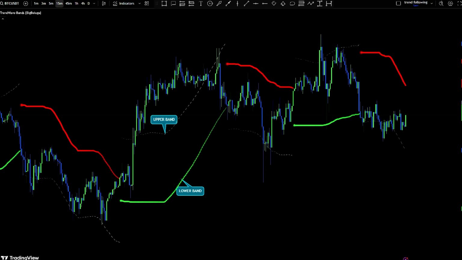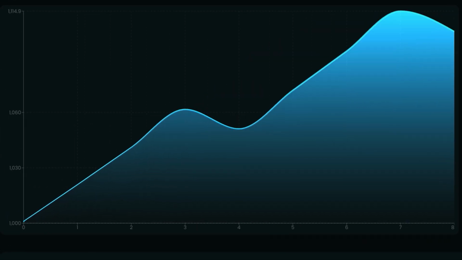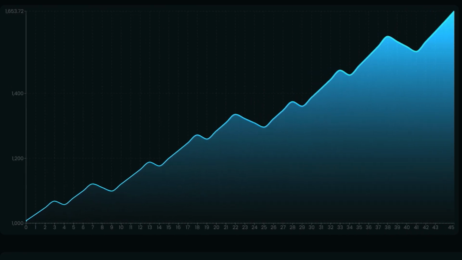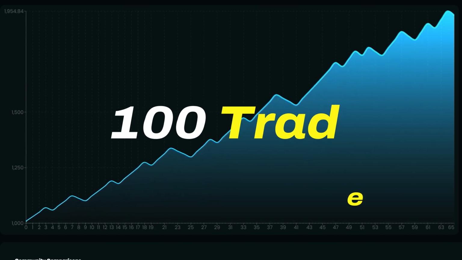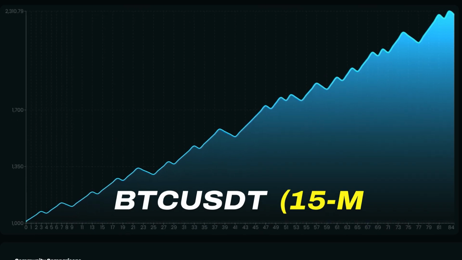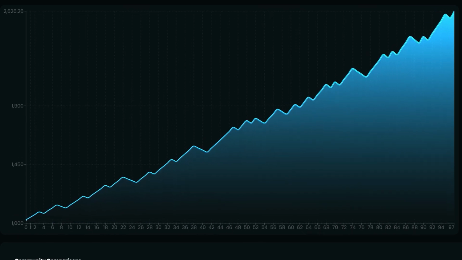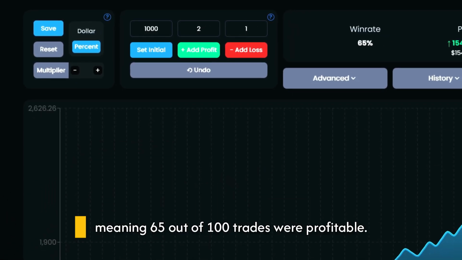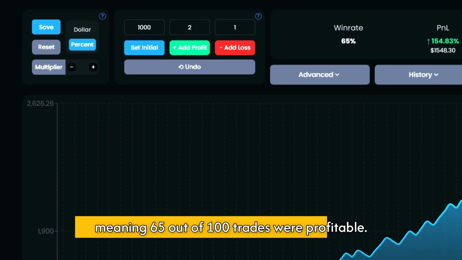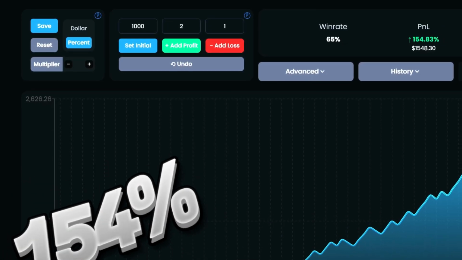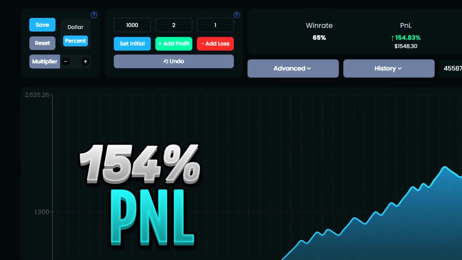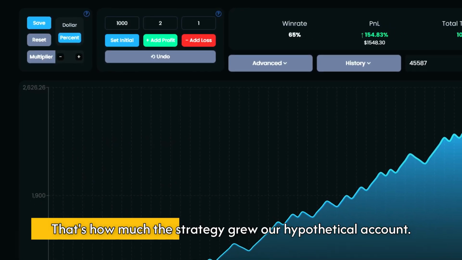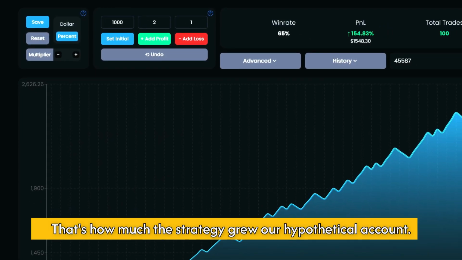Pretty neat, right? Before we dive into how to optimize and use it, let me show you how this strategy actually performed in some backtesting. We ran 100 trades on the Bitcoin 15-minute chart, and here are the results. Win rate. We saw a 65% win rate, meaning 65 out of 100 trades were profitable. P&L, profit and loss, a whopping 154% profit. That's how much our strategy grew our hypothetical account.